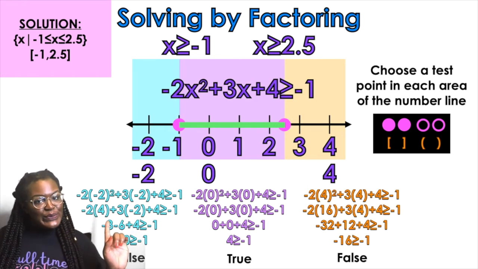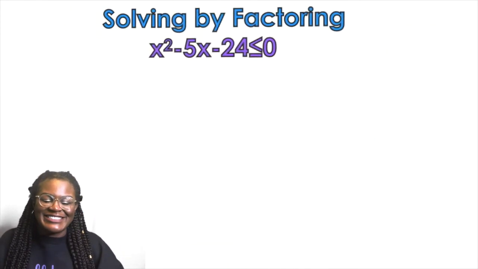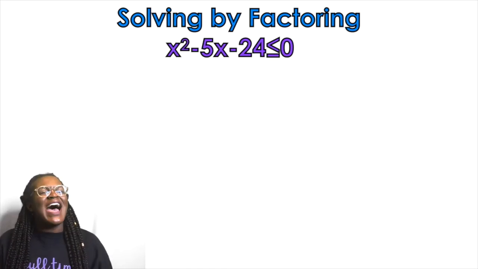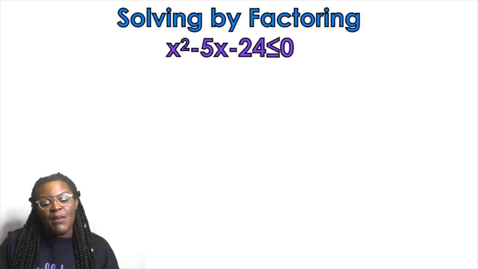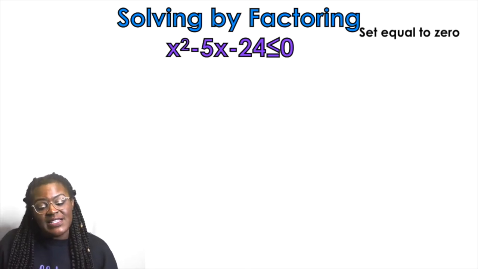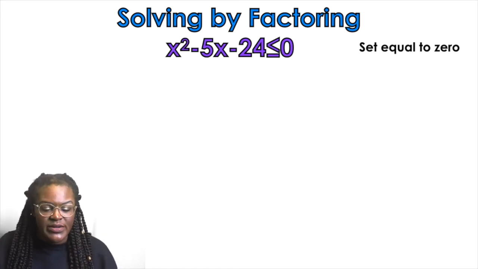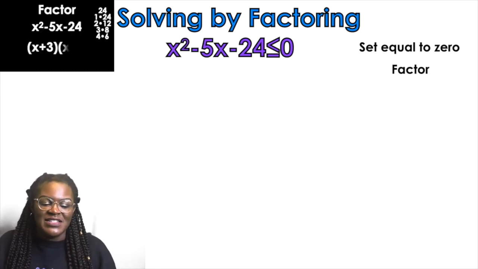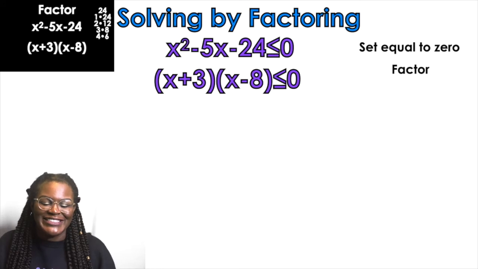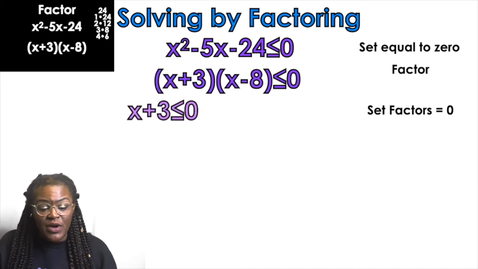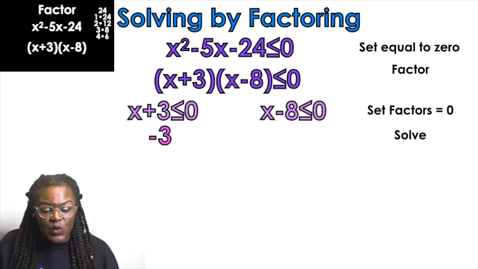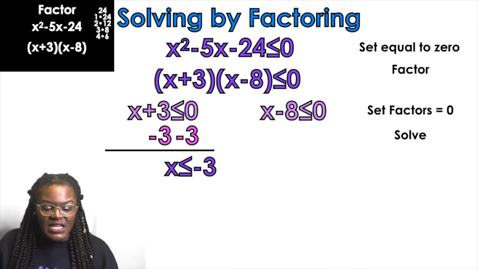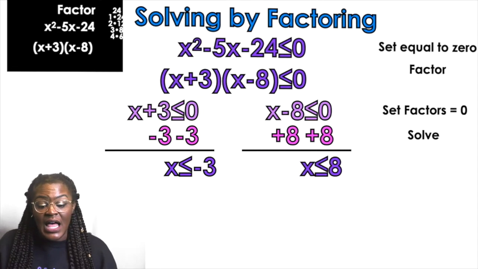Okay, anywho, next example. Solving by factoring. So x squared minus 5x minus 24 is less than or equal to 0. I need to set the problem equal to 0. Oh my gosh, it's already set equal to 0. Great, so now I'm gonna factor. You should know how to factor, but if you don't, I did the side work for you. Look, I'm so nice. Anyway, you're gonna set both factors equal to 0. Then we're gonna solve each inequality. Minus 3, minus 3, x is less than or equal to negative 3, and then plus 8, plus 8, so x is gonna be less than or equal to 8.